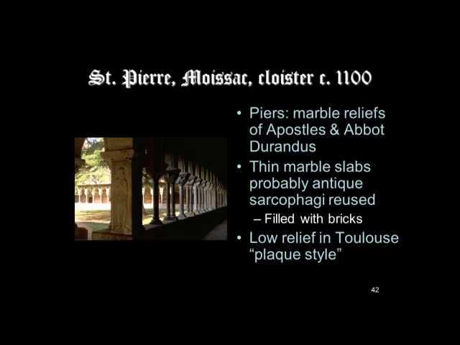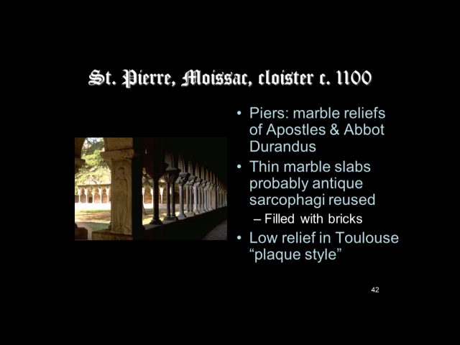He became the abbot in around 1047 or 1048. I found both dates. The church was consecrated in 1060, and the cloister was finished about 1100. So this gives us the date for the piers. Also, you'll see stylistically it fits quite well.